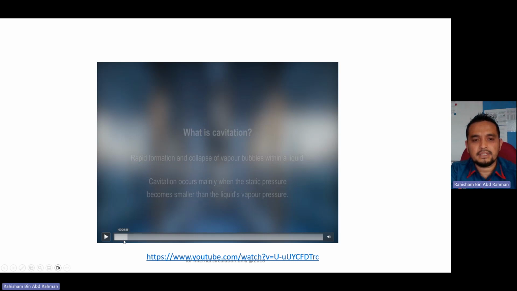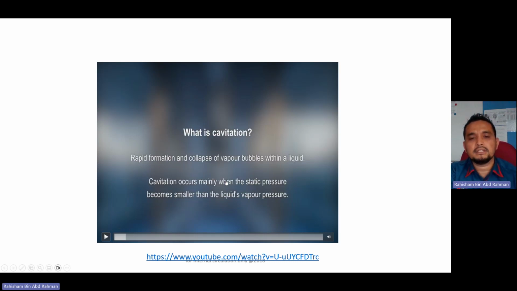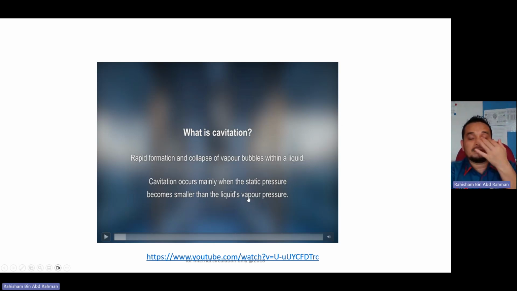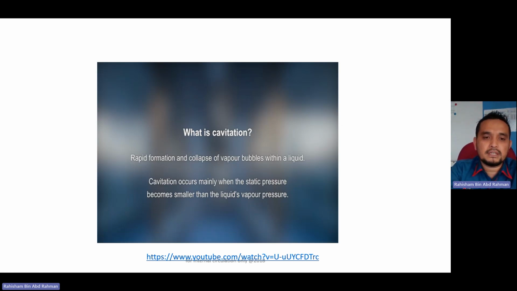If you can see here, the definition: cavitation occurs mainly when the static pressure becomes smaller than the liquid's vapor pressure. For information, all liquids have their own respective vapor pressure values. Depending on the type of fluid, they will have a vapor pressure. So whenever the static pressure goes smaller than the liquid vapor pressure, it will cavitate. That means it will have cavitation.